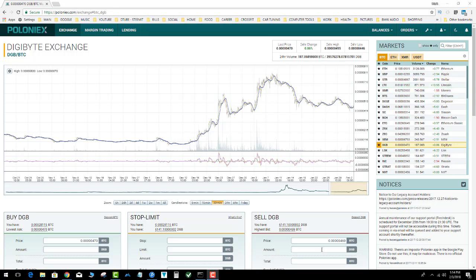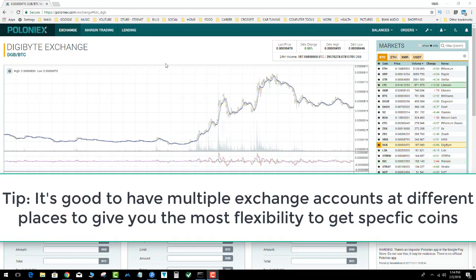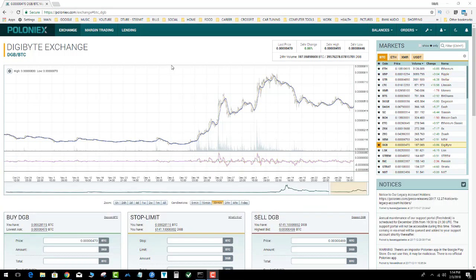Today we are talking about POLONIEX and I just wanted to give a quick tutorial on using it. I know a lot of you followed me on my Hit BTC tutorial, and as we go out more into this crypto space, some coins that you can get on one exchange you may not be able to get on another exchange. So we're assuming you've set up a POLONIEX account, and we're just going to go over the basics of trading.